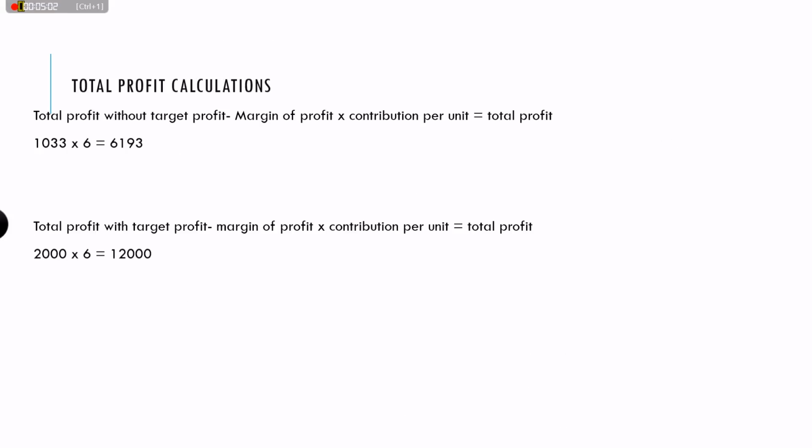So total profit calculations. So the total profit without the target profit is the margin of safety times contribution per unit, which will give us total profit. So our margin of safety is 1,033 times 6, which is going to give us 6,193. Our total profit with the target profit included is going to be the margin of safety times the contribution per unit. So that's going to be 200 times 6, which is going to be 1,200.